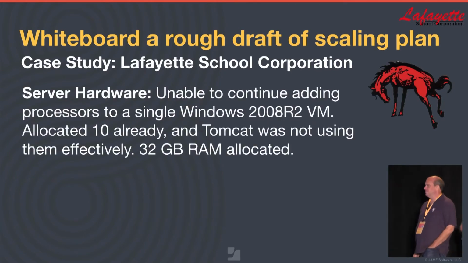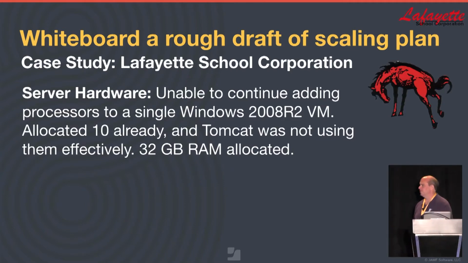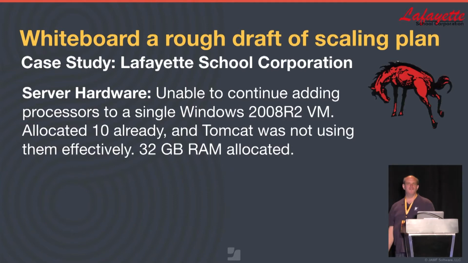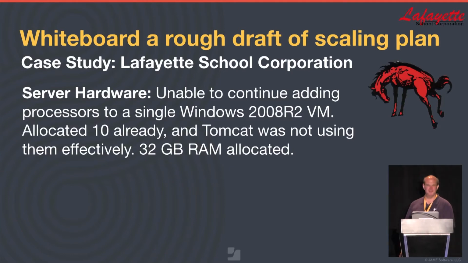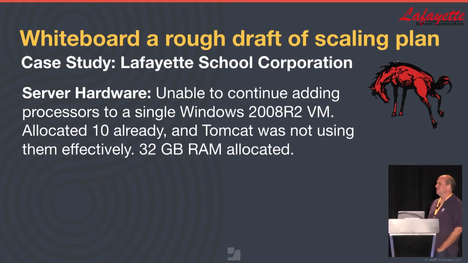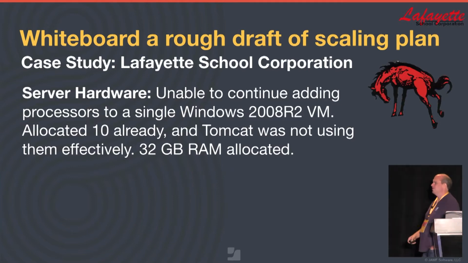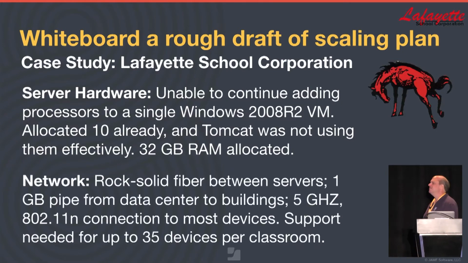So I took an analysis of our server hardware, and I realized one of the problems we had is I could sit there and add 10 or 12 processors to the single VM, but Tomcat really wasn't using them. So I had our VMware administrators take a look at the resources during that period of time, and we basically overwhelmed one processor, and we're using a little bit of the second one, but it really wasn't using those 10 processors at all. And we had 32 gigs of RAM, so it wasn't starved for that, and I had plenty of storage in it. I checked that.